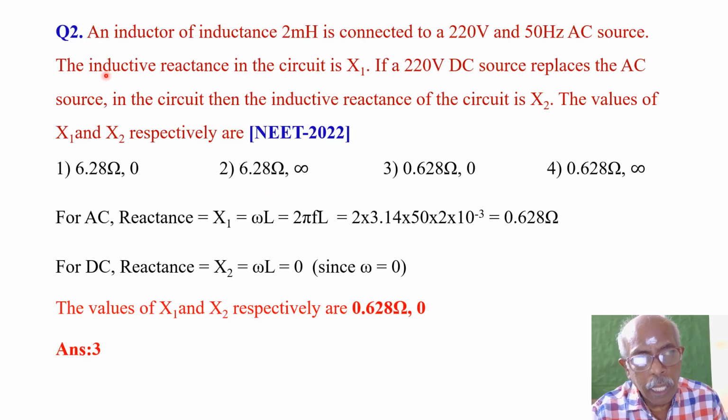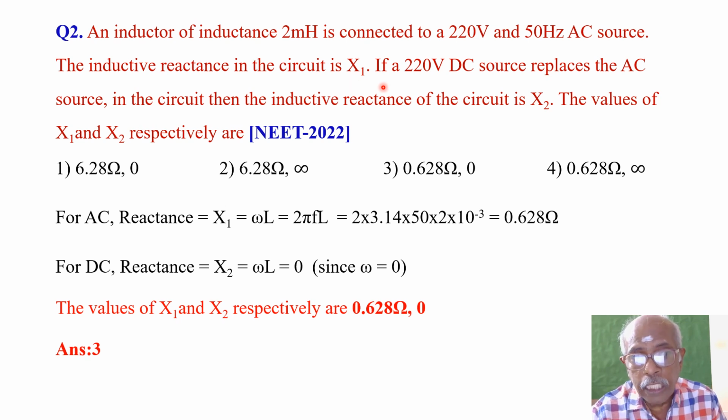It is an inductor of inductance 2 millihenry. It means what? 2 into 10 power minus 3 Henry. Milli means 10 power minus 3. It is connected to a 220 volt and 50 hertz AC source. Definitely it will have reactance, is it not? The inductive reactance in the circuit is X1.